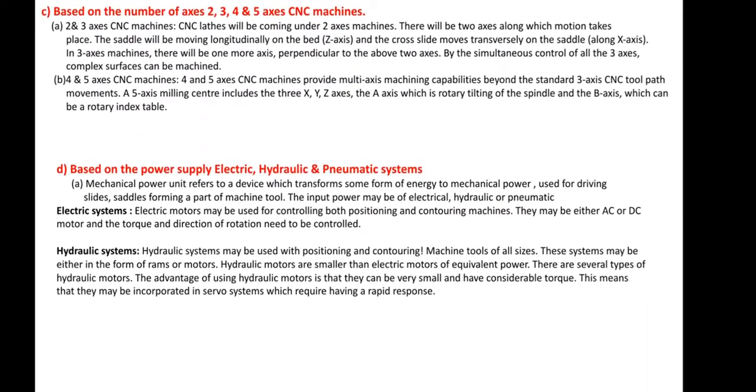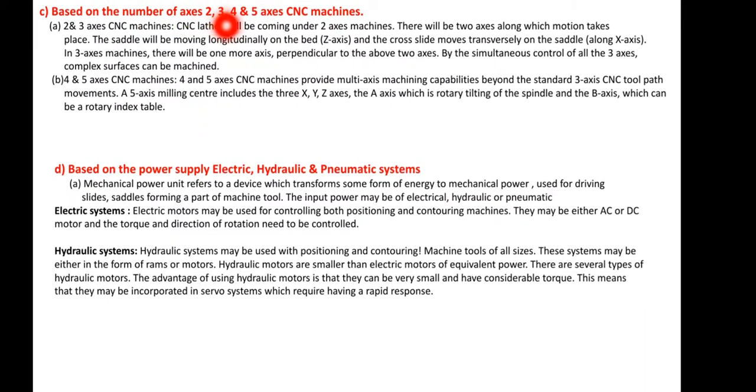Based on the number of axes, 2 axes, 3 axes, 4 axes or 5 axes CNC machines. 2 and 3 axis CNC machines. CNC lathes will be coming under 2 axis machines. There will be 2 axes along which motion takes place. The saddle will be moving longitudinally on the bed, Z axis, and the cross slide moves transversely on the saddle, that is along X axis.